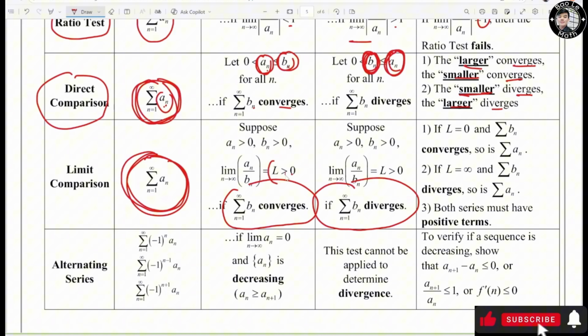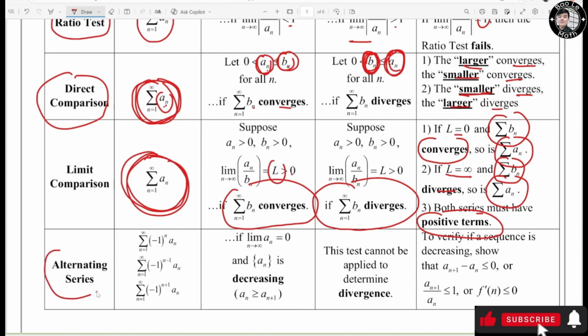If the number L right here equals 0 and the series on the bottom converges, then the top converges too. If the number L equals infinity and the bottom diverges, then so does the top. Now, number 3, both series must have positive terms.